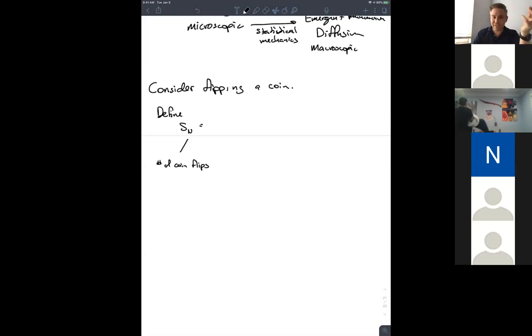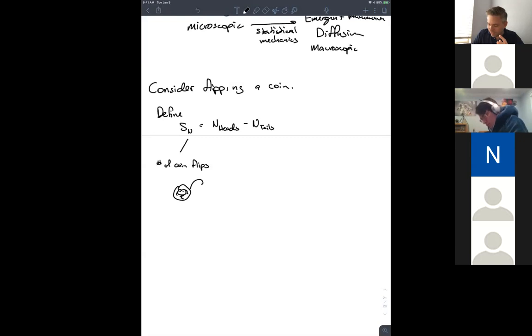And what S sub n is just the number of heads that you get minus the number of tails that you get. So in other words, it's telling you the excess number of heads that you have after n attempts at flipping this coin. Okay, so now we flip our coin. Here's my coin again. We flip it, and our outcome space is heads and tails.